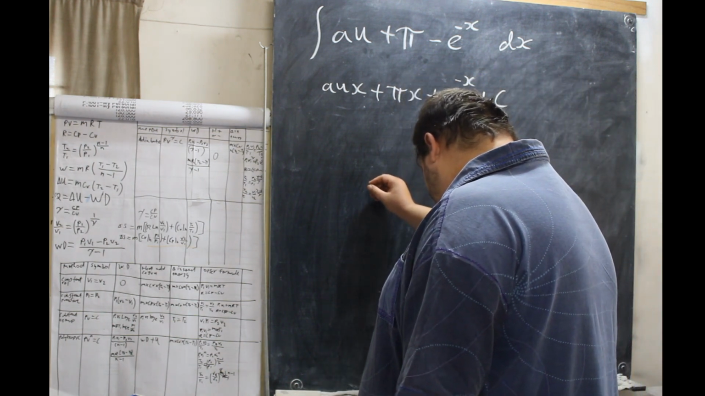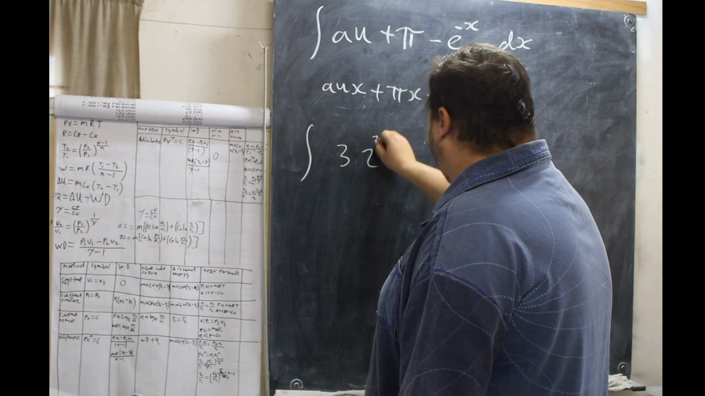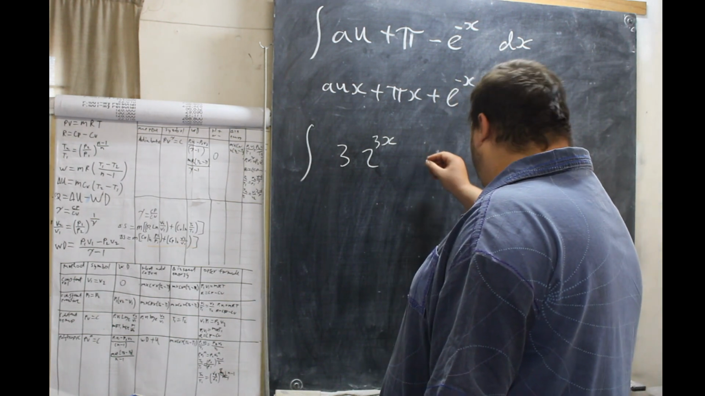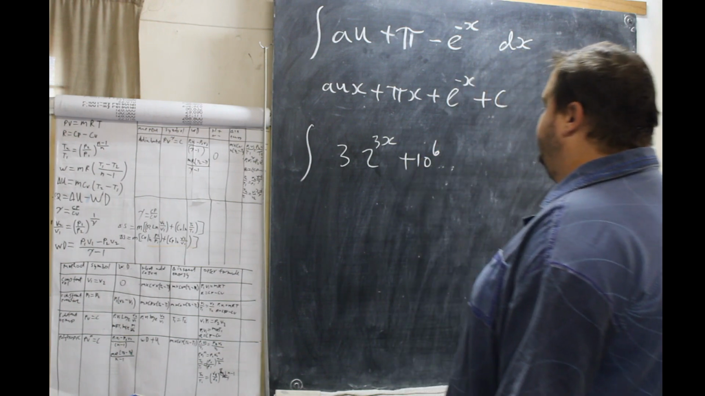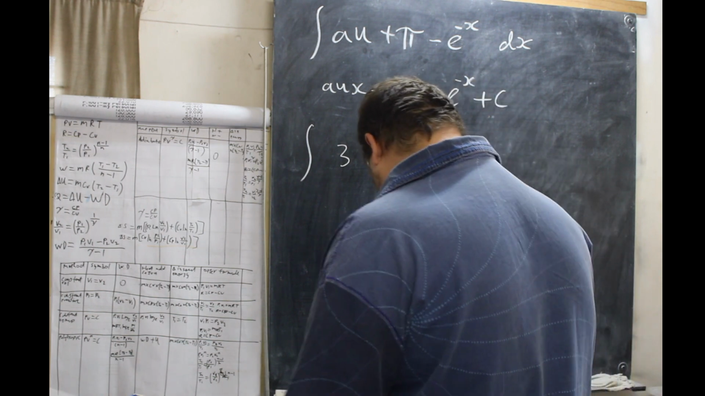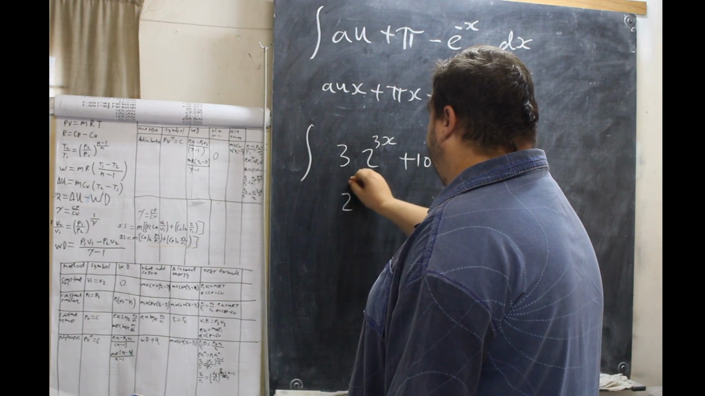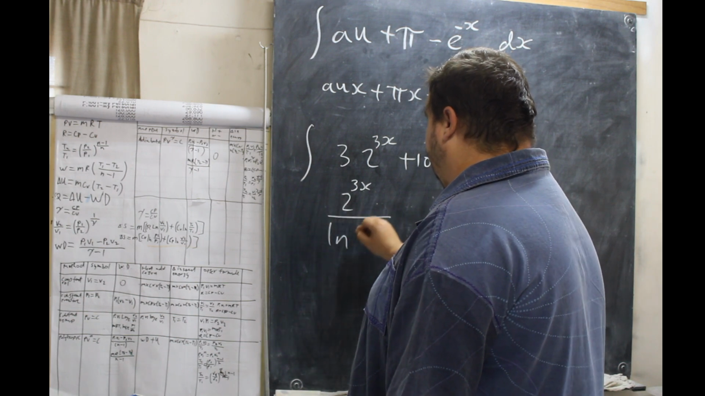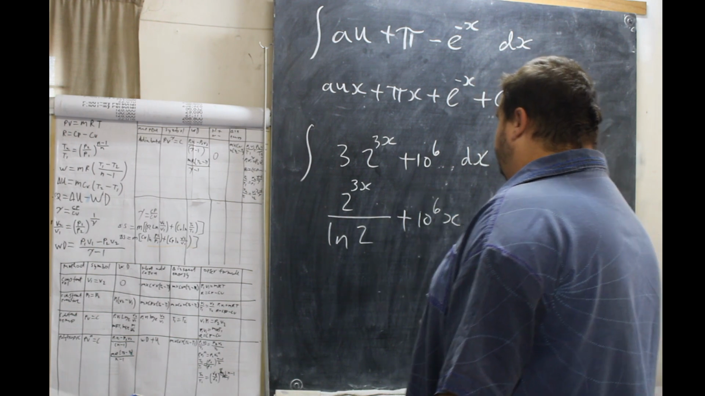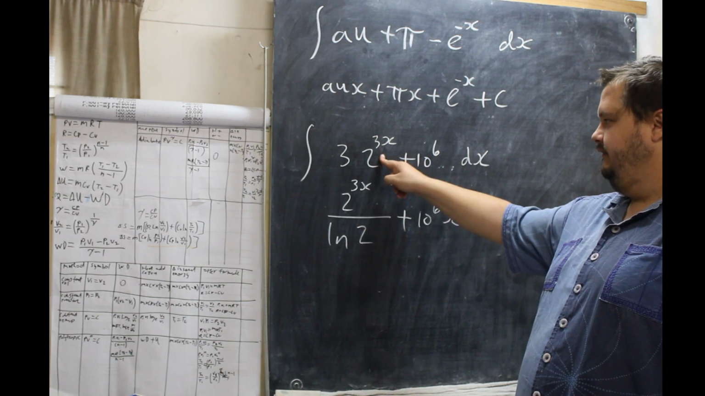Next sum. A little bit more complicated. Integrate 3 times 2 to the power 3x. Now, the next thing to do, plus 10 to the power 6, dx. Now, how this will work is we say the 3 disappears because it's divided by 3. So, we go 2 to the power 3x over ln 2 plus 10 to the power 6x. That's our integral plus c. You will find how to do these in your formula sheet. The integral of that is this.